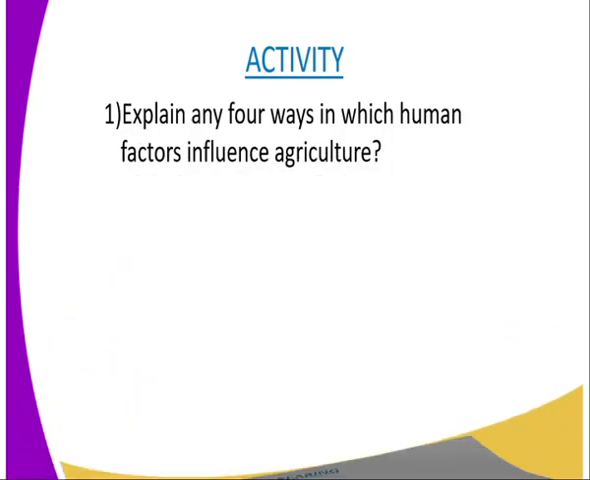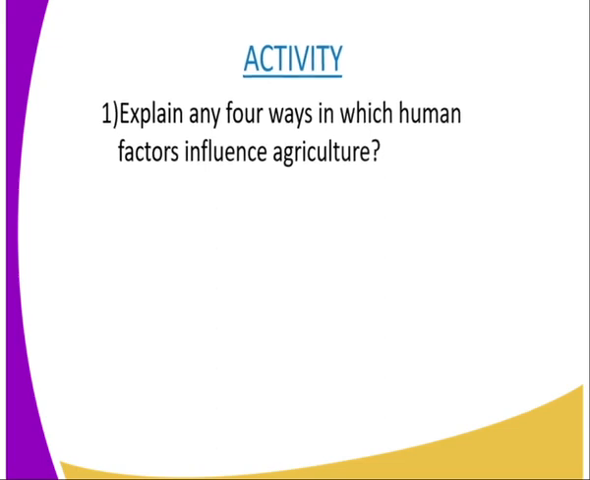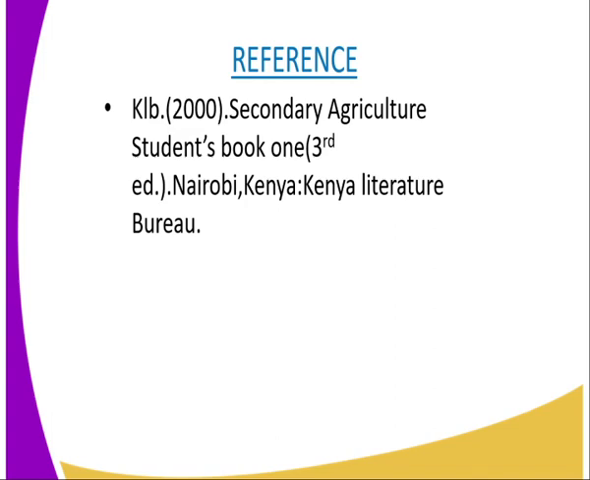Then we will look at this activity. The first question I'm going to leave with you is, explain any four ways in which human factors influence agriculture.